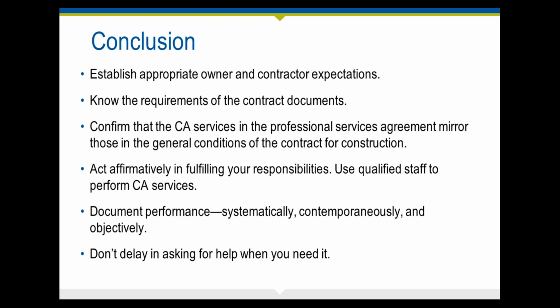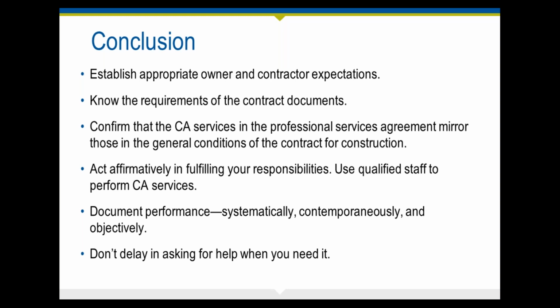If you happen to be using AIA or EJCDC documents, that is, and they're coordinated, that has been taken care of for you. But if you're using form documents, documents that are specific to the owner, you need to make sure that those are consistent. Act affirmatively in fulfilling your responsibilities and make sure that you're using qualified staff to perform CA services. Submittal reviews are something that should be looked at by qualified staff, and you certainly don't want to be assigning those types of responsibilities to folks who may not be quite up to speed on what to look for.